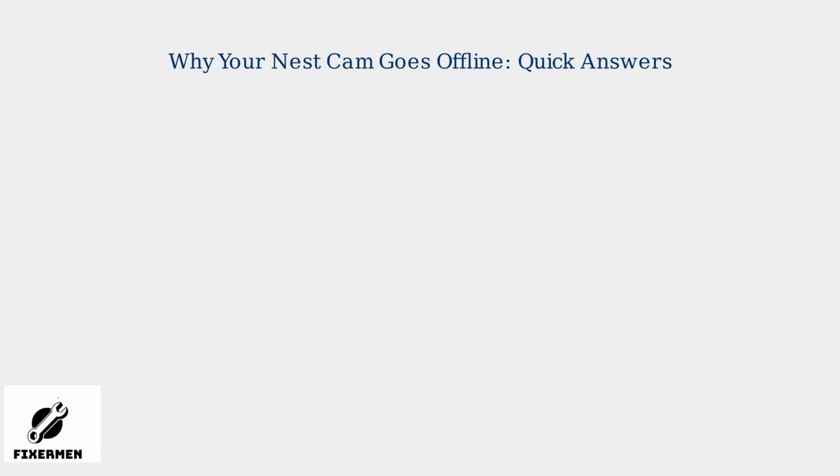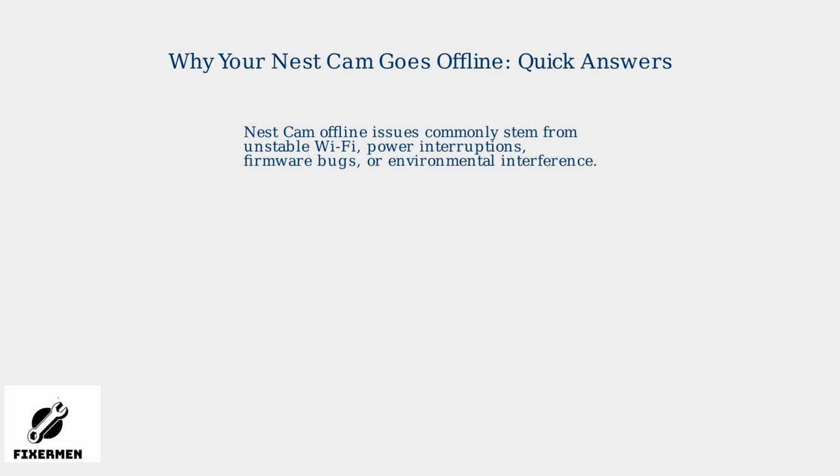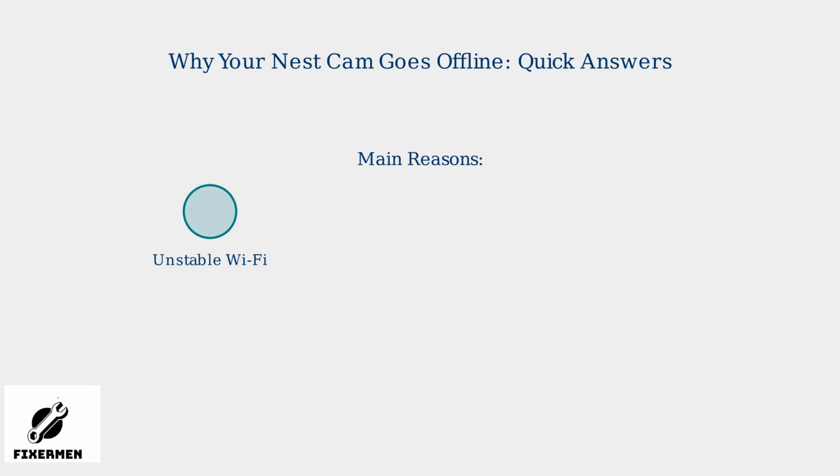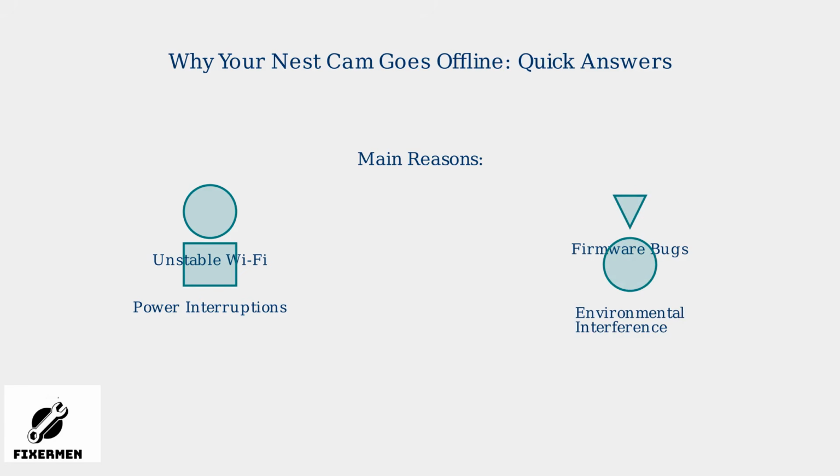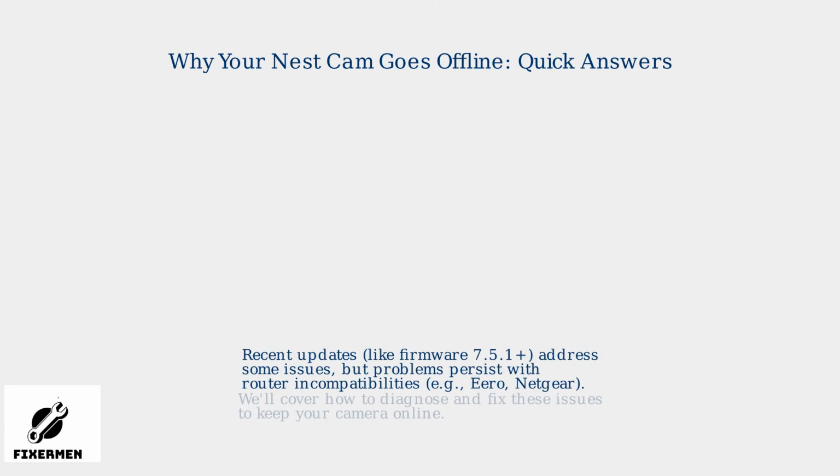Nest Cam offline issues commonly stem from unstable Wi-Fi, power interruptions, firmware bugs, or environmental interference. Recent updates like firmware 7.51 Plus address some issues, but problems persist, especially with router incompatibilities such as Eero or Netgear. In this video, we'll cover how to diagnose and fix these issues to keep your camera online.